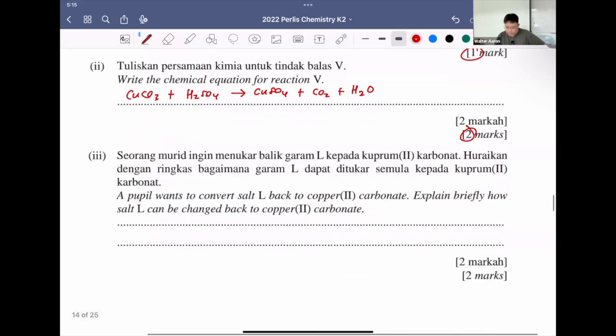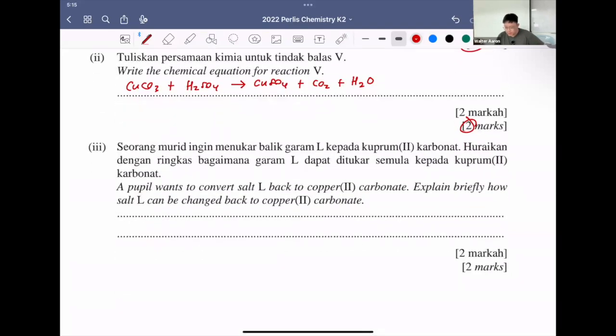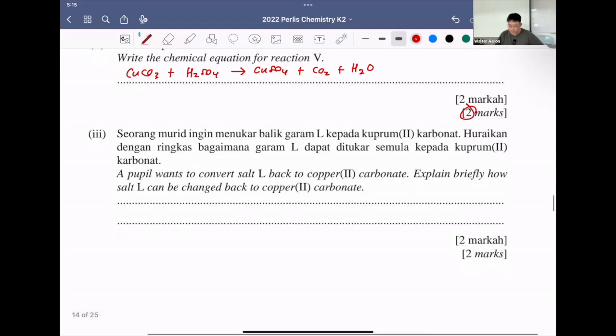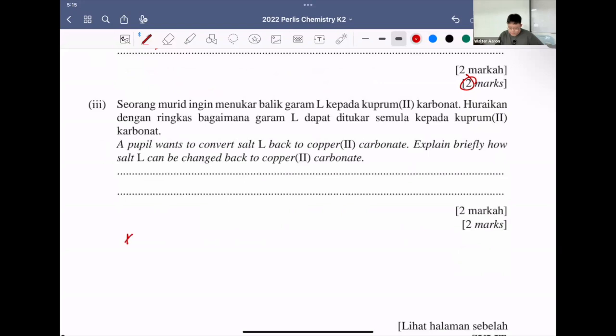Number 3, a pupil wants to convert salt L back to copper carbonate. Explain briefly how salt L can change back to copper carbonate. So how are we going to make copper sulfate get back to copper carbonate? You have to use the same idea of double decomposition. Okay, we can add 2 soluble salts together to get back the copper carbonate. So in this case, I'll give you the equation first. Okay, this is the equation.